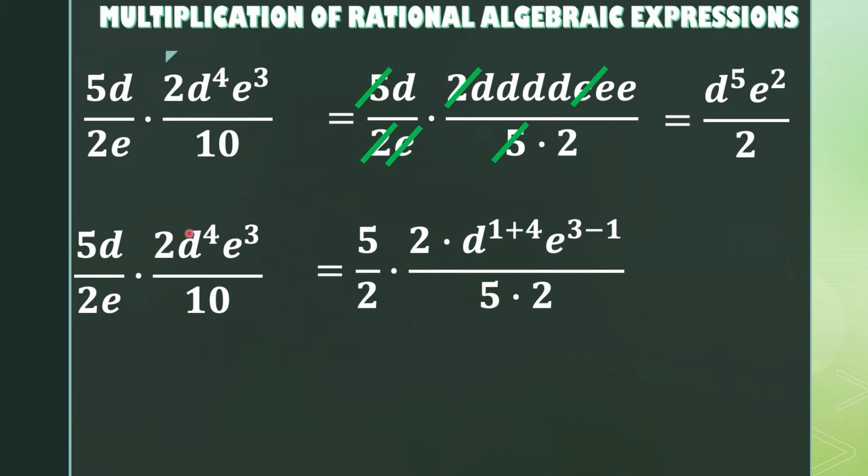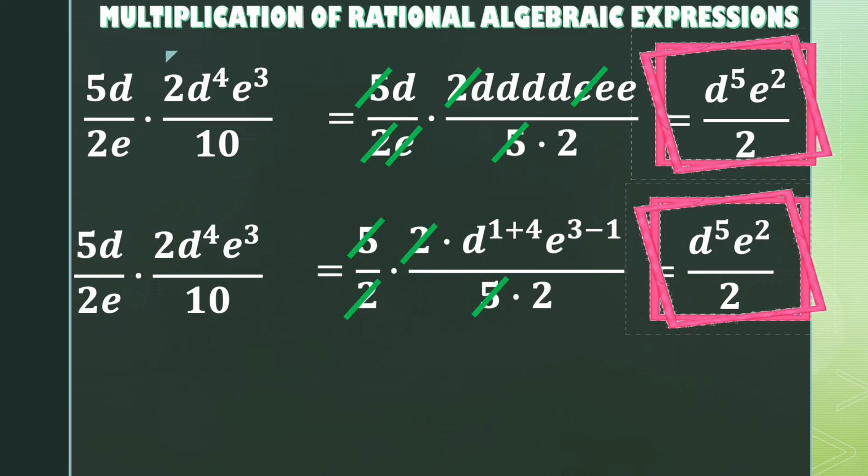Then, you have e natin, 3. Since nasa denominator siya, subtraction yun, 3 minus 1. Okay? That is equal to, cancel out muna pala natin yung 5. Then, we have yung 2. Then, yung final answer natin is d raised to 1 plus 4, that is 5. E raised to 3 minus 1 is 2 all over 2. So, that will be our final answer. So, magkaiba ng method, pero we come up with the same answer.